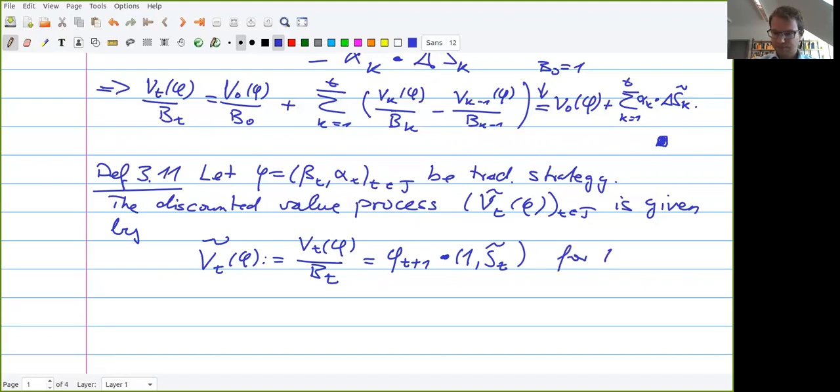for t less than capital T. Right, this formula was only defined for t less than capital T. So we need to make another definition, which is here.